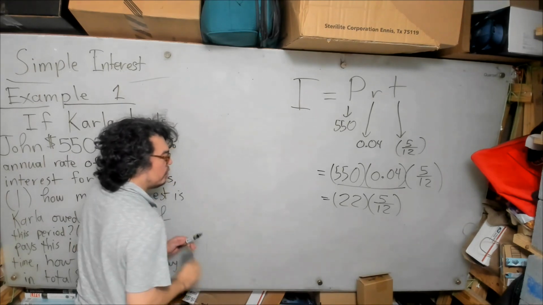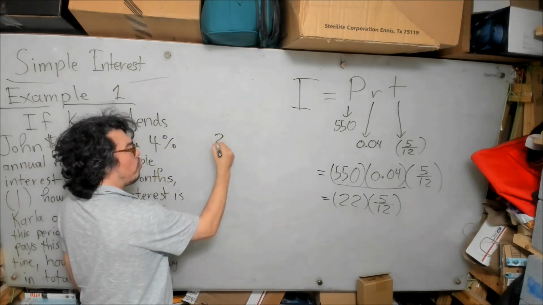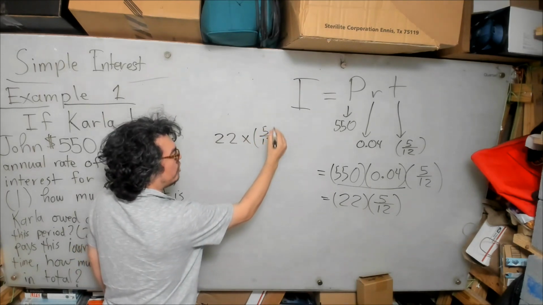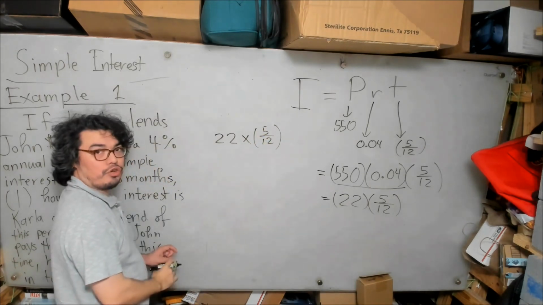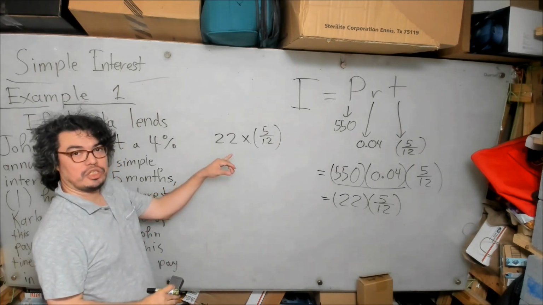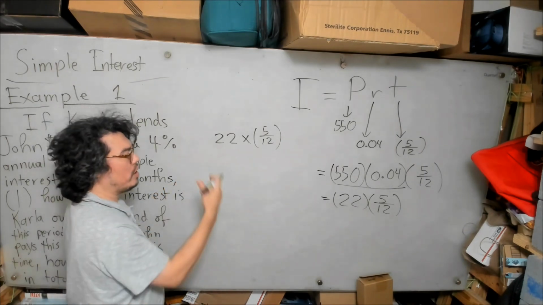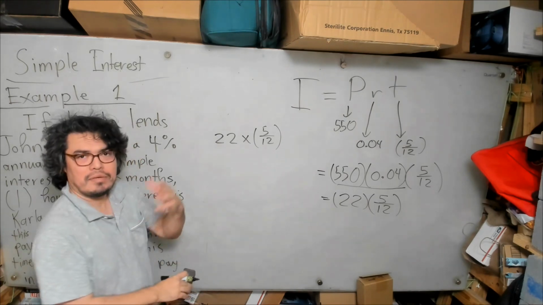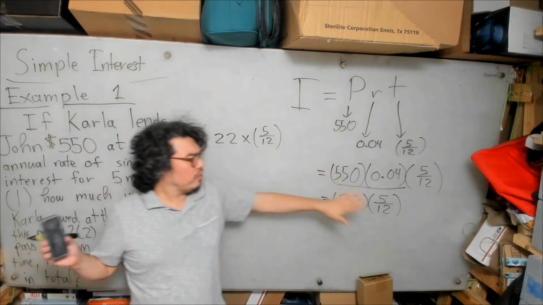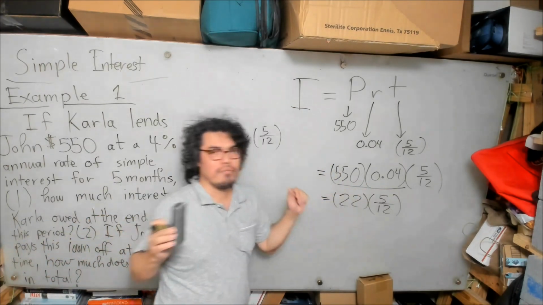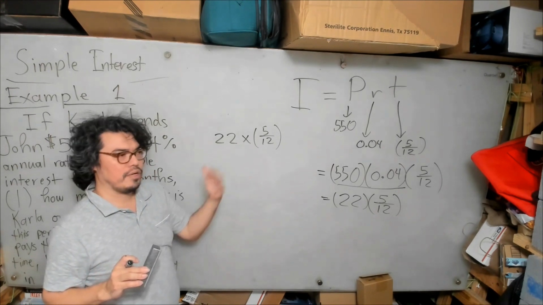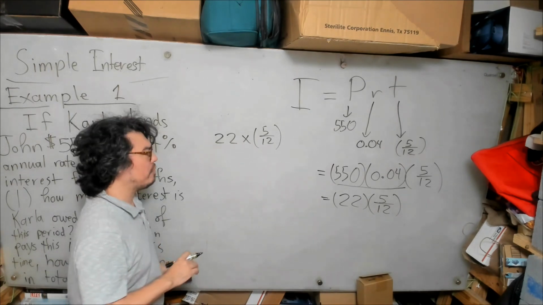So 22 times 5/12. Can we do that? We cannot do it directly, right? What we can do is we can rewrite the 22 as a fraction by setting it as the numerator and 1 as the denominator. By the way, let me step in a little bit here. If you just wanted to get the interest and you had a calculator, you could put this in the calculator. I'm just going through this hand calculation because I want to make sure you guys can see that, because I think it's important to know how to do things by hand.